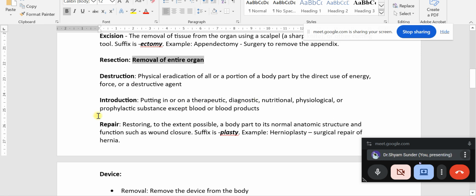So yeah, this is destruction. Destruction is if there is abnormality in the body, any organ, if it is destroyed, that is called destruction. But what is destruction? You're using some energy, force, like high temperatures, electrocautery, or low temperatures, cryotherapy, lasers. They are the energy sources. If you use those energy sources and remove the lesion, that is called destruction. Whereas excision, you use the blade, knife. That is excision.